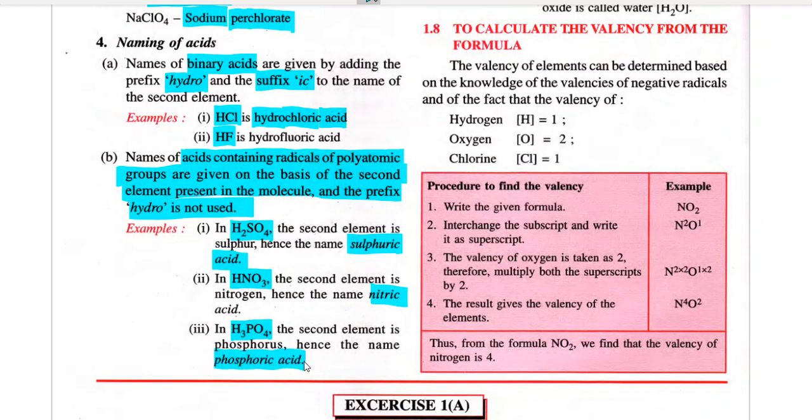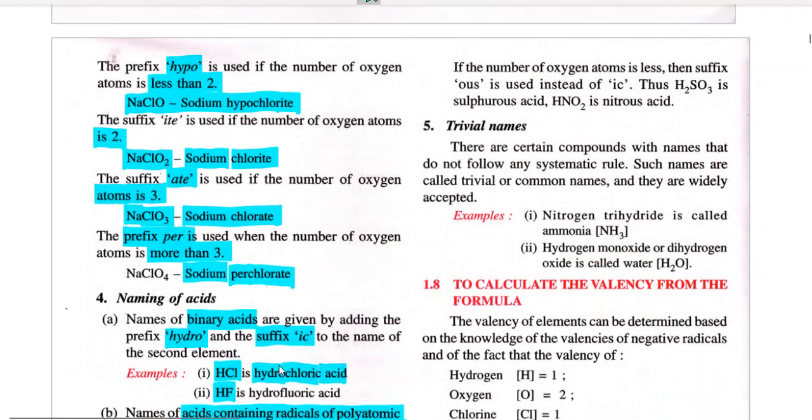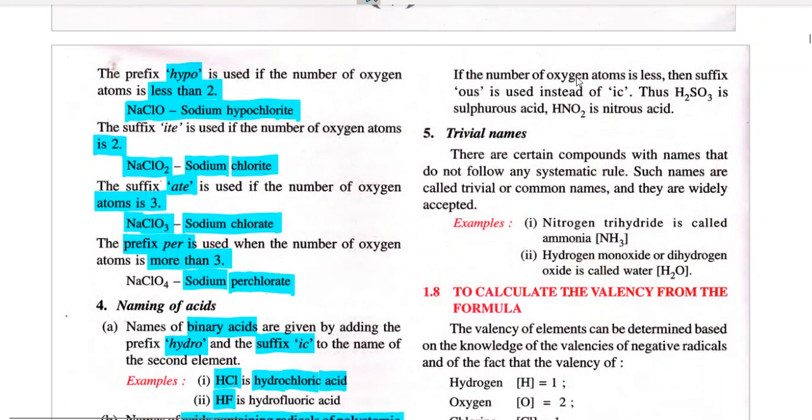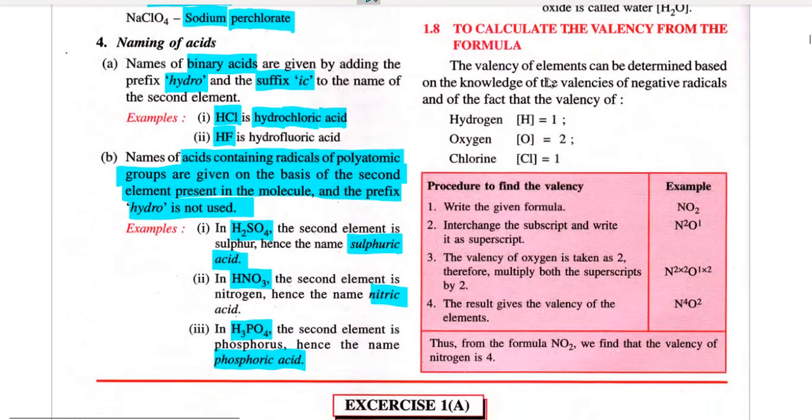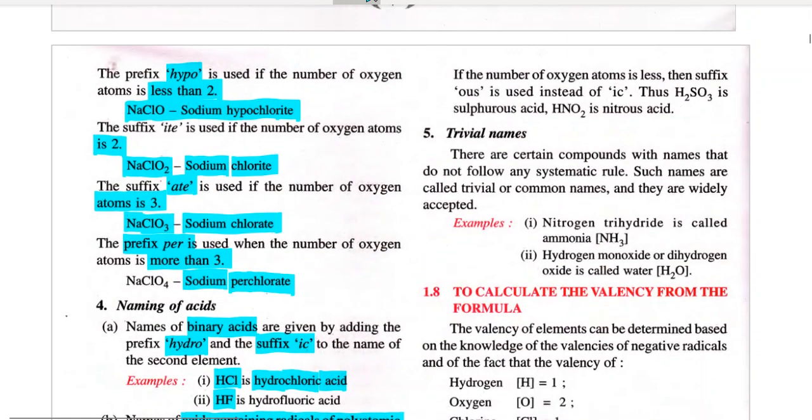Phosphoric acid. Okay, so that's how you name acids. If the number of oxygen atoms is less, the suffix -ous is used instead of -ic. So in place of H2SO4, if we have H2SO3, here you observe that the number of oxygen atoms is less. So we don't use the suffix -ic, we use the suffix -ous, and this will become sulfurous acid. What will it become? Sulfurous acid.